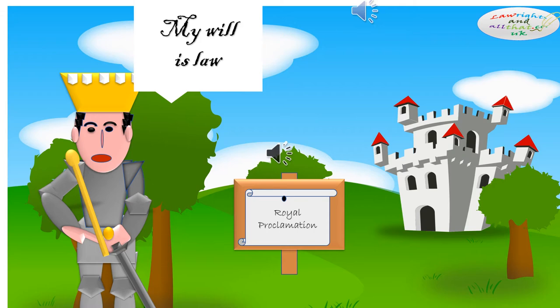This is about royal proclamation, the power of the king or queen to effectively assert what they say the law is through a royal proclamation. They announce a law and the law exists, and all the king or queen's subjects obey the law or face the penalties for not obeying the law. That's what we mean by royal proclamation.